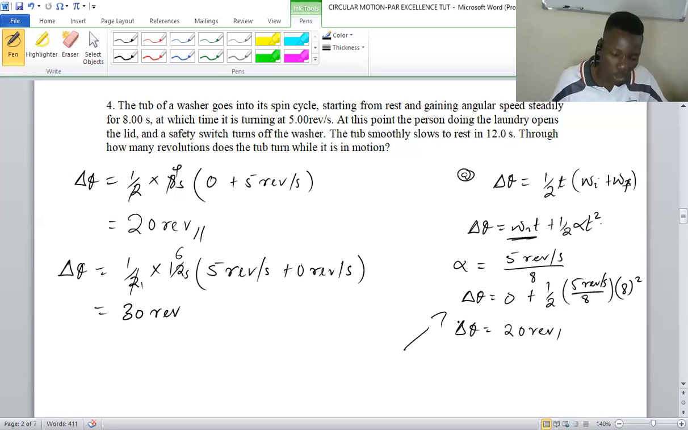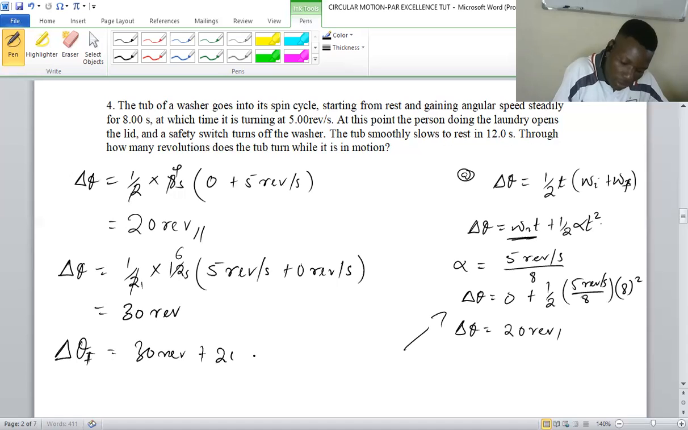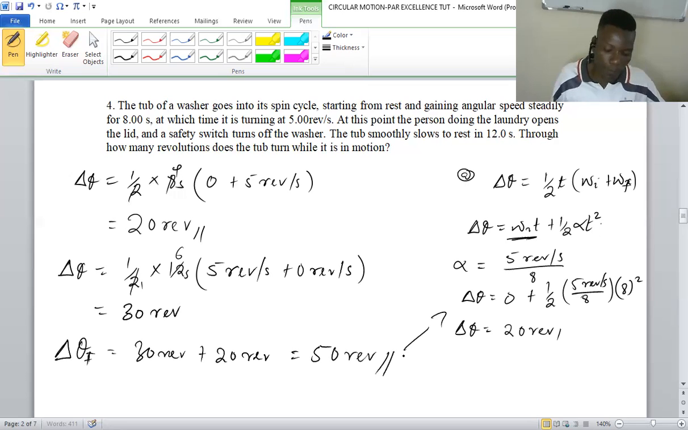So now the total revs is going to be 30 rev plus 20 revs, which is going to be 50 revolutions. So that's how you find that one. It's pretty simple. So you can use that or that other method.